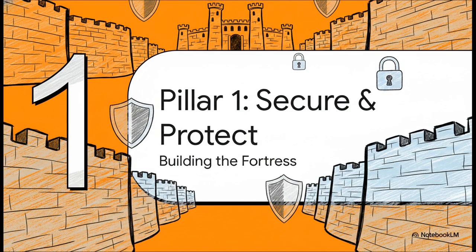Okay, let's kick things off with Pillar 1, Secure and Protect. This is literally where we build the fortress. The main goal here is to create layers of defense. It's a strategy called defense in depth, and the idea is super smart. If one layer somehow gets breached, there's another one right behind it, ready to stop an intruder in their tracks.